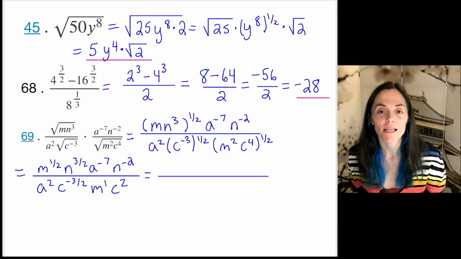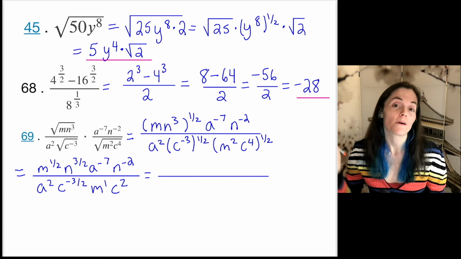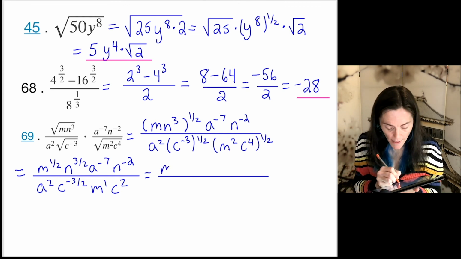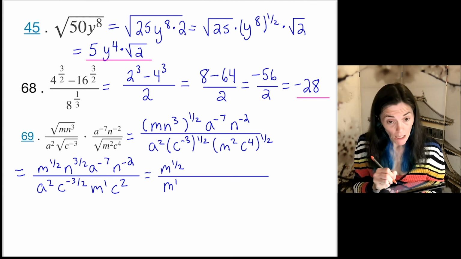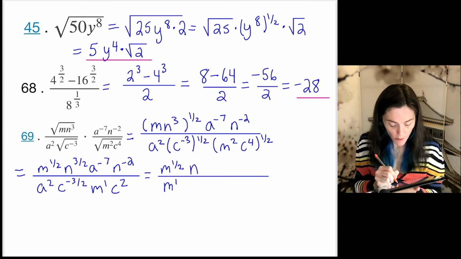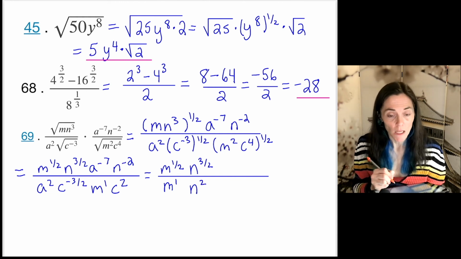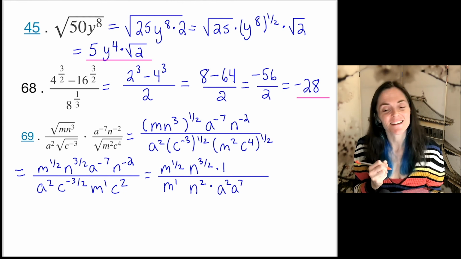My next step, I'd like to write everything with positive powers and group the sort of like letters. So you notice I have an m to the 1/2. And I have an m to the 1. Let's do letter n. In the numerator, I will have an n to the 3/2. Here I have an n squared. Let's do letter A. Here I'm just going to have 1 in the numerator and I'll have a squared, a to the 7th in the denominator.